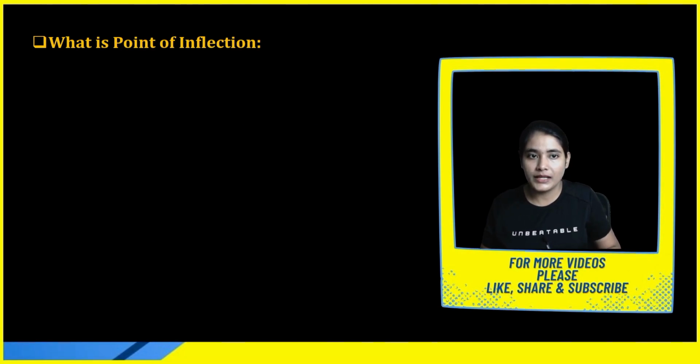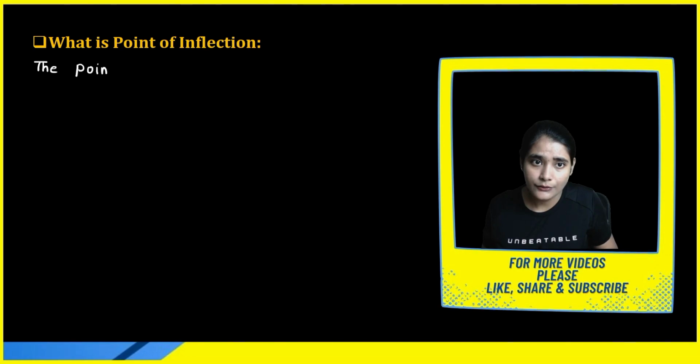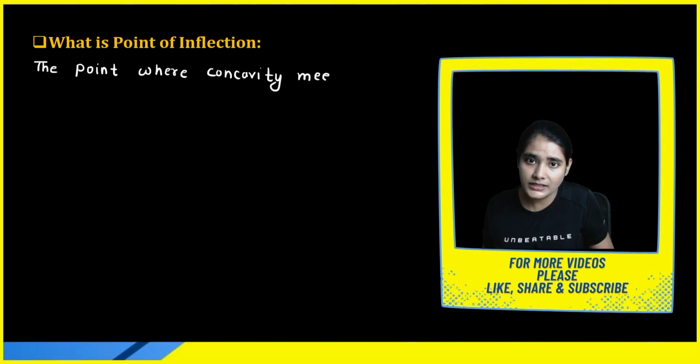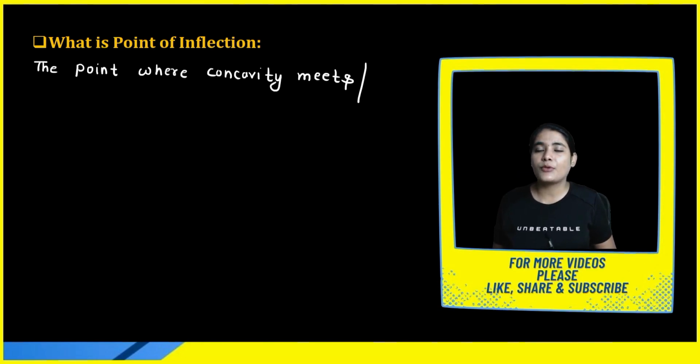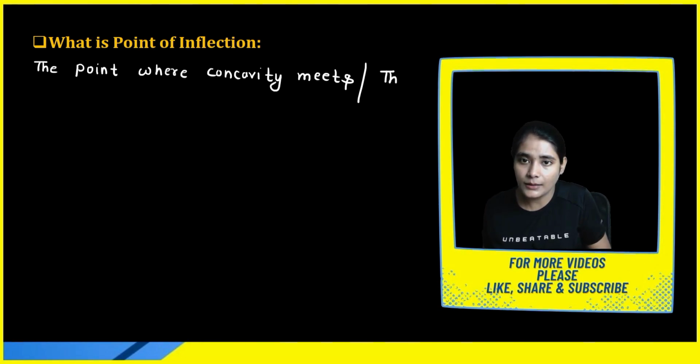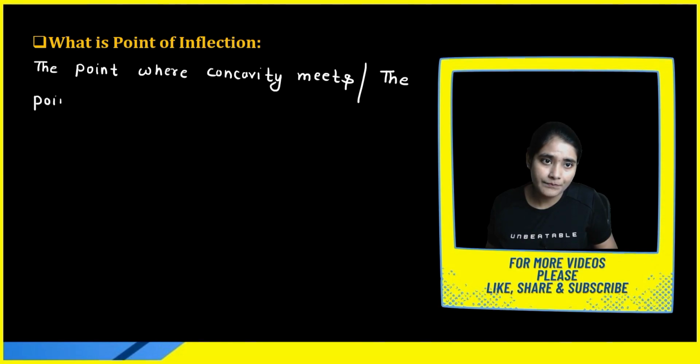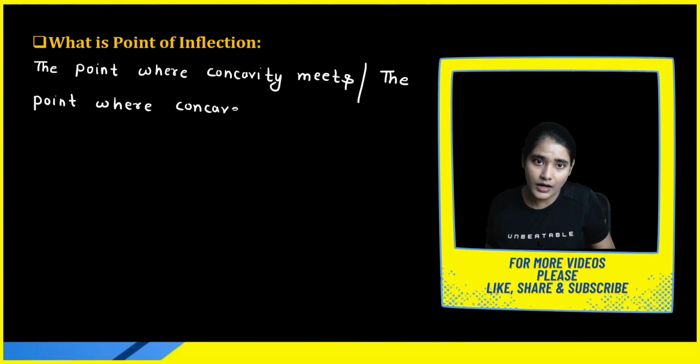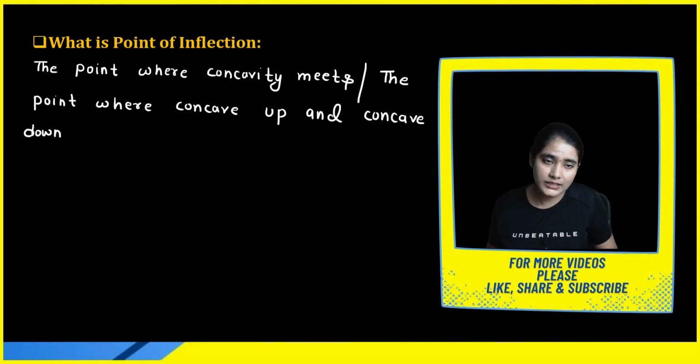What is the definition? Please let me write first. The point where concavity changes is known as the point of inflection. Or you can say that the point where concave up and concave down meet. This is the definition of point of inflection.